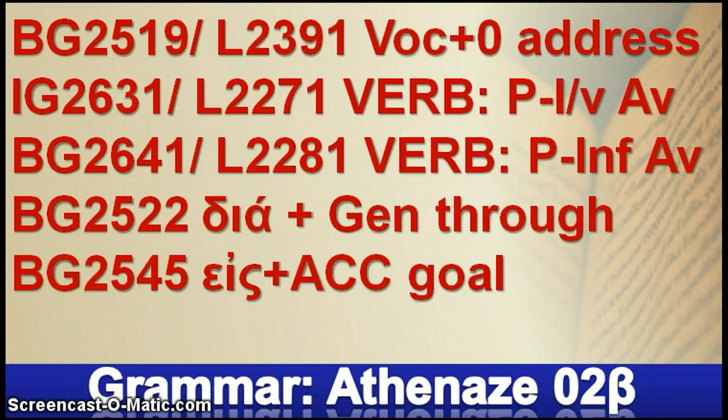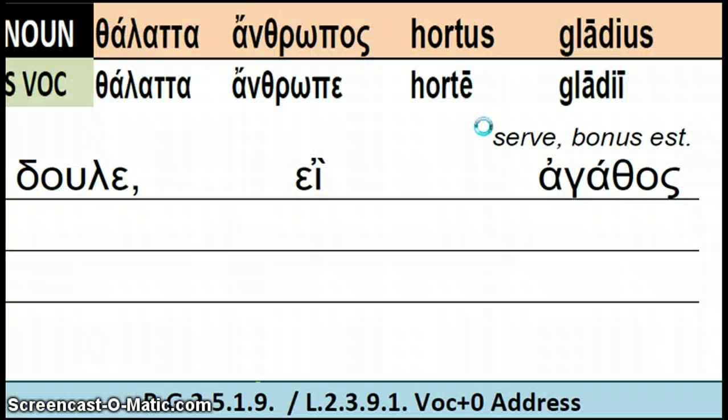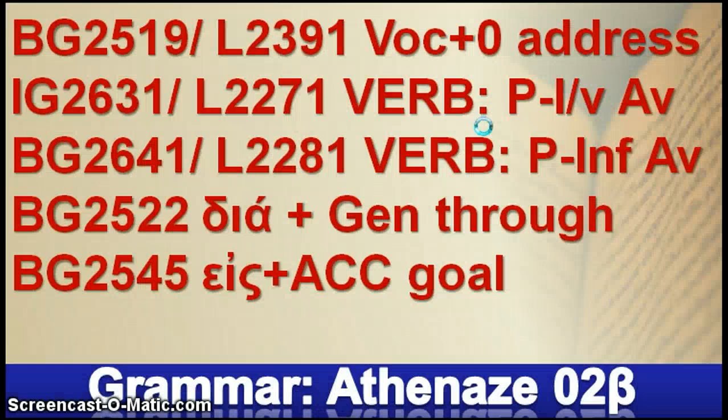We are dealing with the 2 beta grammar lecture recap. And to help us remember what we're doing, we're going to be covering the vocative address phrase, the verb imperative, the verb infinitive, and then a couple phrases, the dia plus genitive through phrase, and the eis plus accusative goal phrase.